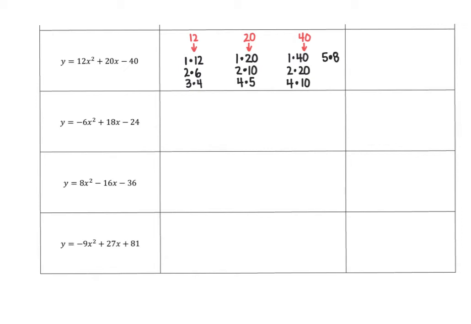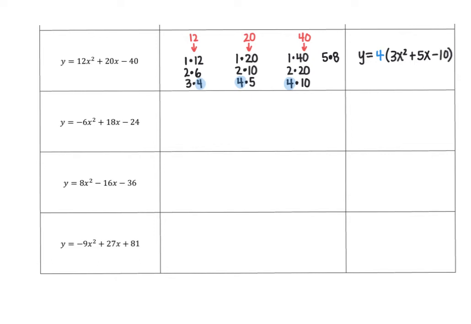If we look across all of these coefficients, we can see that there's a common factor of 4 within each of them. So we'll factor out a 4 from our expression, and then inside the brackets, we will have left 3x squared plus 5x minus 10.